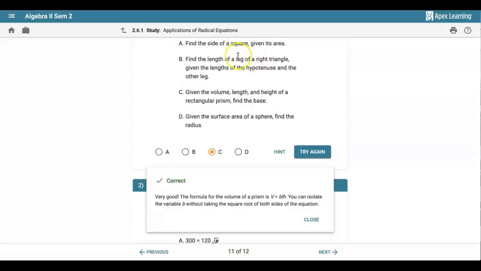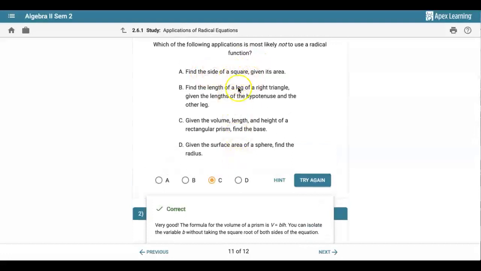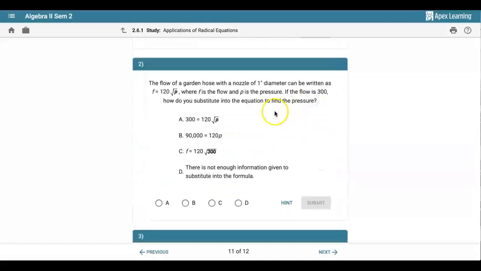But again, this is just asking you to be able to know the equations. If you don't know these equations, all you have to do is go into Google and type in area of a square and find the equation, or surface area of a sphere. Type that in and it'll give you the equation there, and then you can look and see what it's asking you to do.